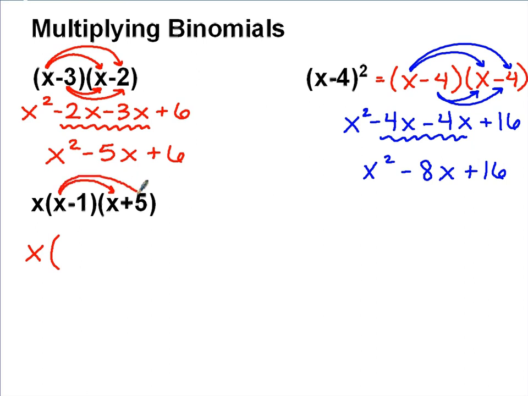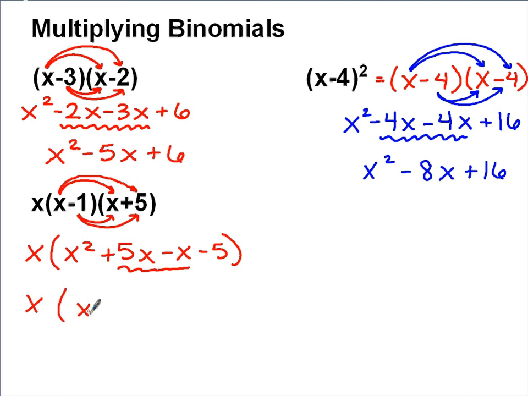X times both things in the other binomial. X times x is x squared. X times 5 is 5x. Then this negative 1 has to be multiplied by both things in the other binomial. Negative 1 times x is negative x. Negative 1 times 5 is negative 5. Okay, so it's in parentheses because all that stuff is then going to be multiplied by this x out in front. But I can also combine those like terms first. So I'm going to have this x out in front times x squared plus 4x, because this is 5x minus 1x, or 4x, minus 5.